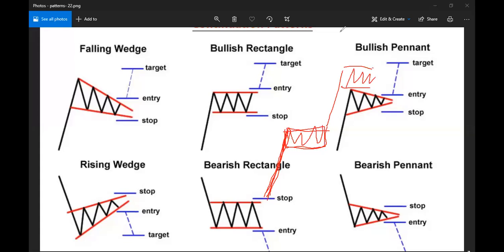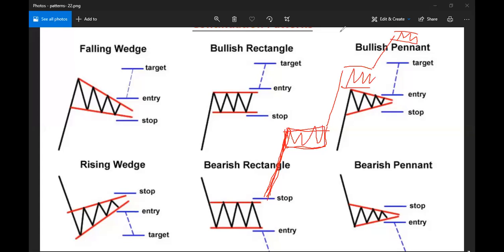What are you expecting? You're expecting another stick and another flag. So it's a bullish continuation pattern. That is why it's called the bullish rectangle. But most traders call it flag and stick.